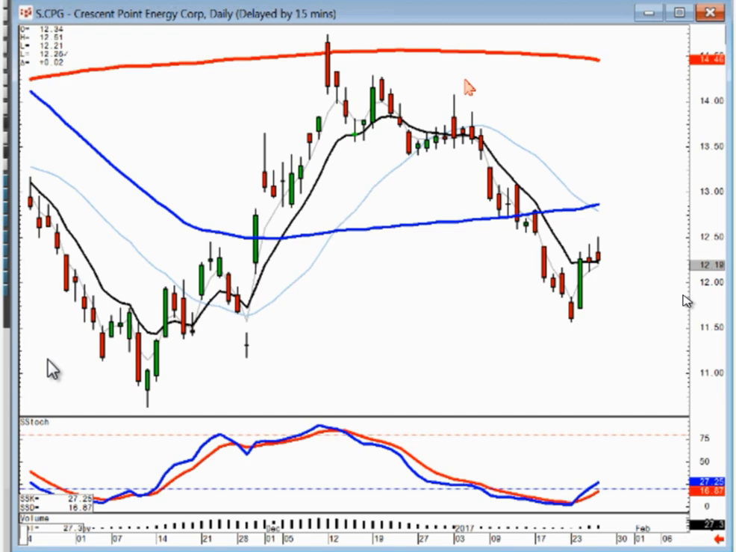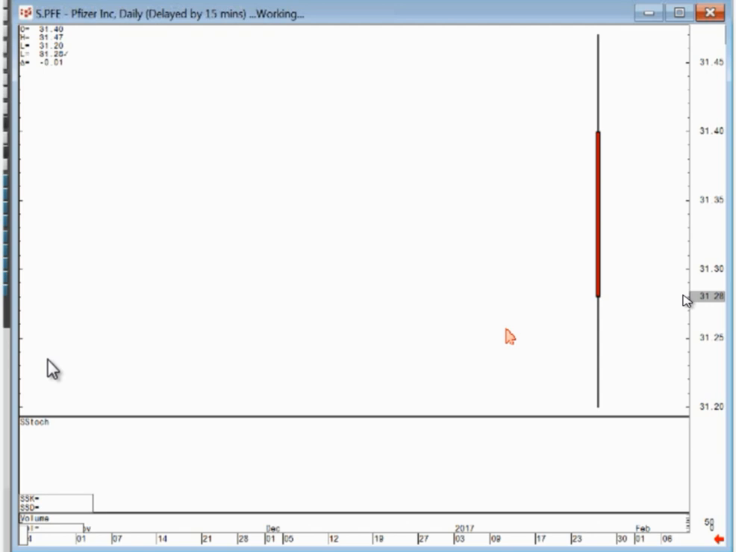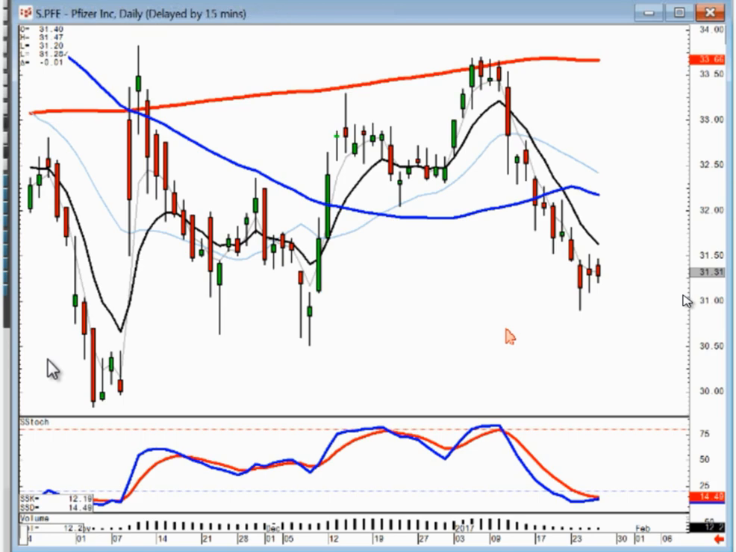CGP. This one has to open positive and trade positive. It's not a good-looking chart. This is not a reversal. When you see something move up without a signal, expect more of a bounce than a reversal. And Pfizer, stays short until you see a buy signal.